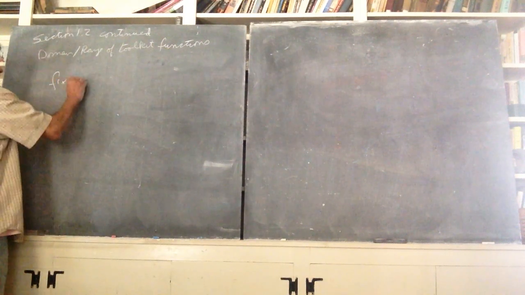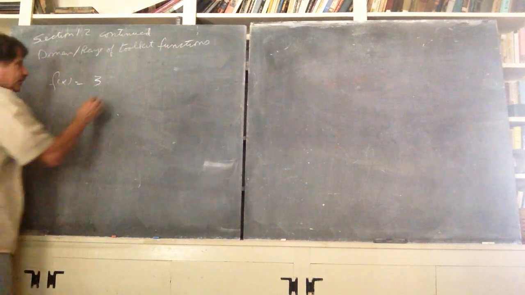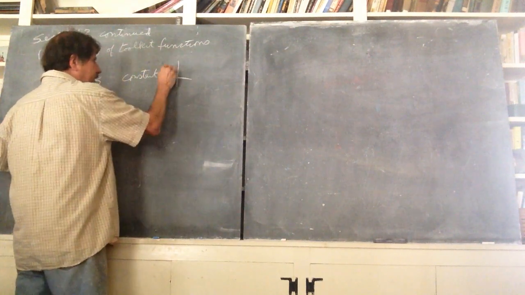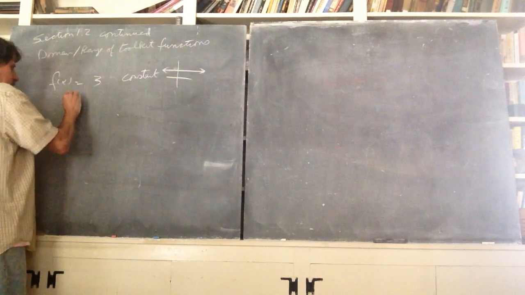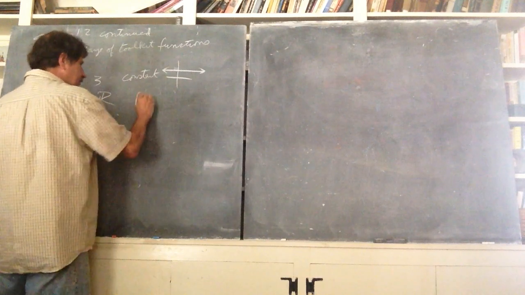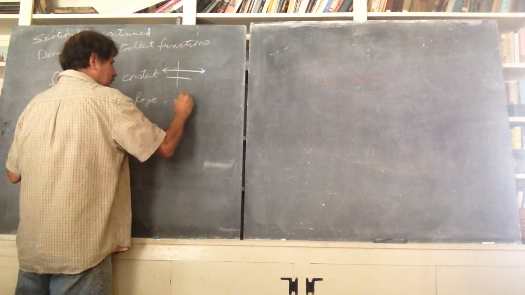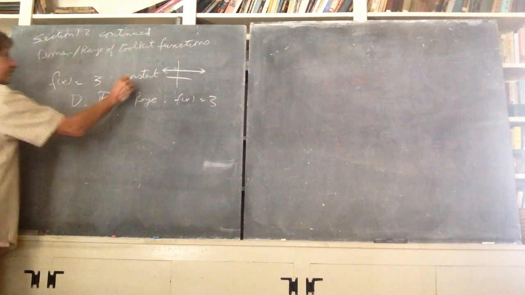f of x equals some kind of number, a. I'll make it a number, 3. That's called the constant function, and it looks like this. The domain is all the reals. The range is 3. That's the constant toolkit function.